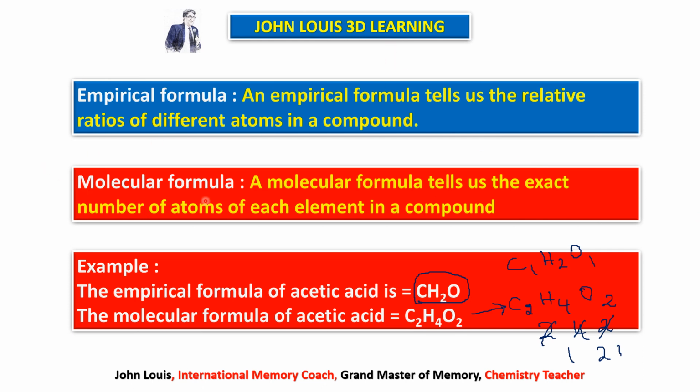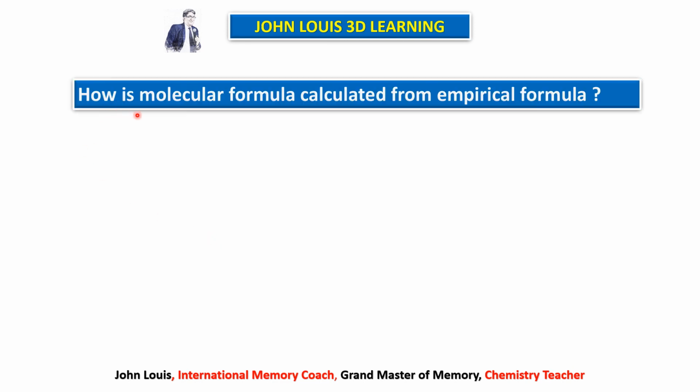So let us see one more time. What is empirical formula? An empirical formula tells us the relative ratios of different atoms in a compound. What does molecular formula tell us? A molecular formula tells us the exact number of atoms. Okay, now how is molecular formula calculated from empirical formula?